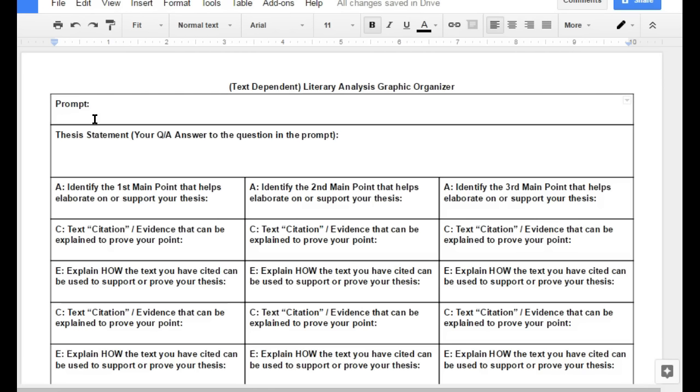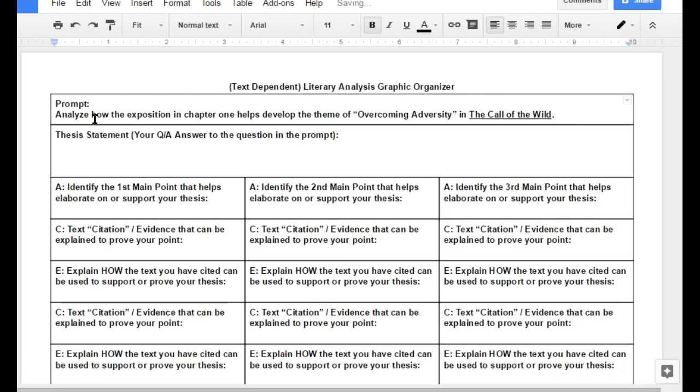So the prompt that we were given, or that I created and you were given, is: analyze how the exposition in chapter 1 helps develop the theme of "overcoming adversity" in The Call of the Wild.